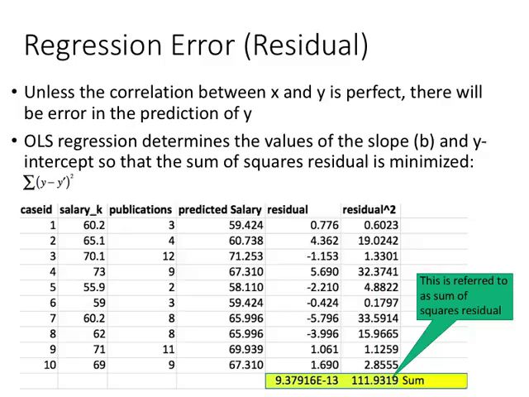And the row number one, that person made $60,000. They had three publications. Plug those two numbers into that equation that I had on the previous page, and I get a predicted salary of $59,424. And I take their actual salary minus the predicted salary, and I get the residual. That's actual minus the predicted. And I get this column. My label isn't centered very well, but it's this column called residual. Sum that column up, it's going to round to zero. So we take the square of it. And we refer to that as the sum of squares residual.